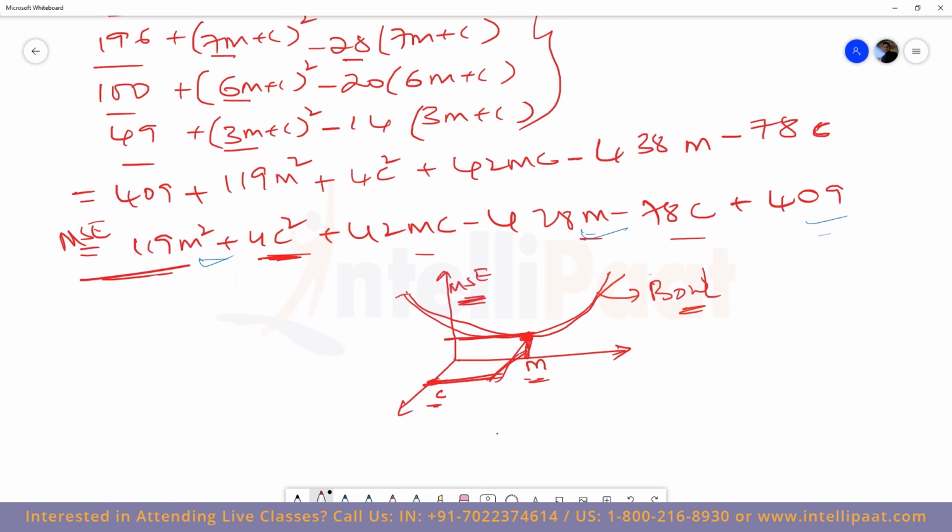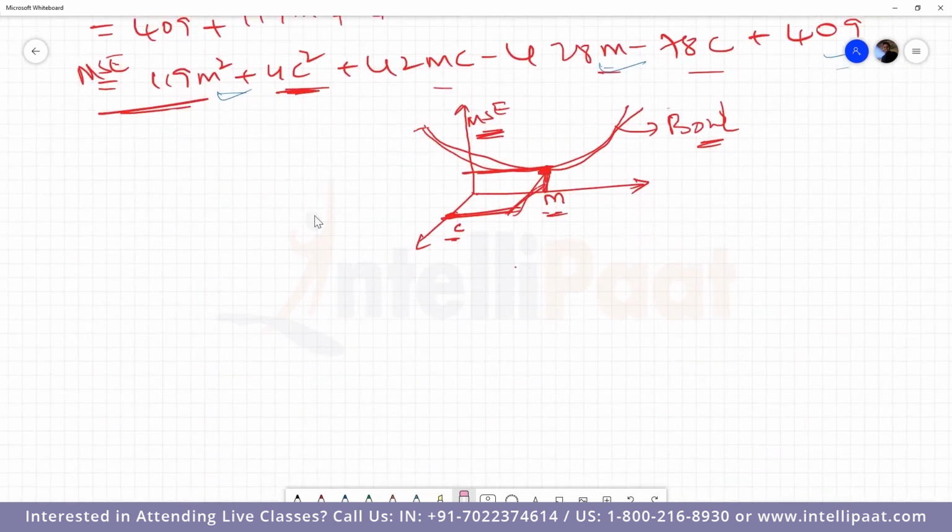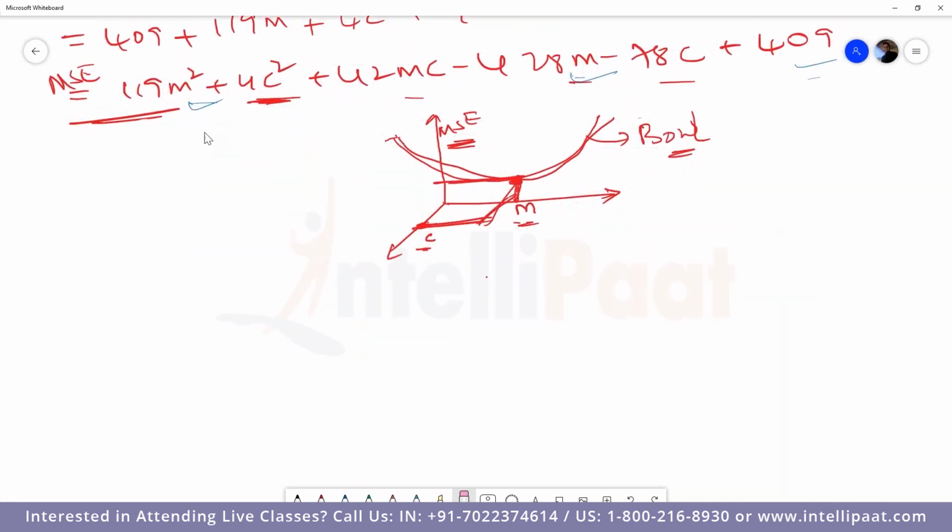To find that, we're going to employ a very simple concept that all of us have learned in 10th standard: maxima and minima. Maxima and minima is simply finding the maximum or minimum value of an equation. What we simply do is differentiate that equation and equate it to 0.